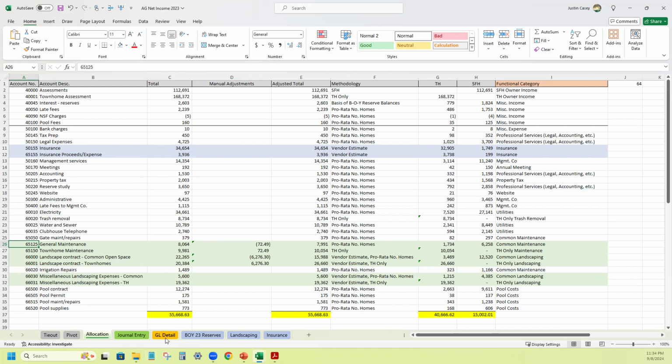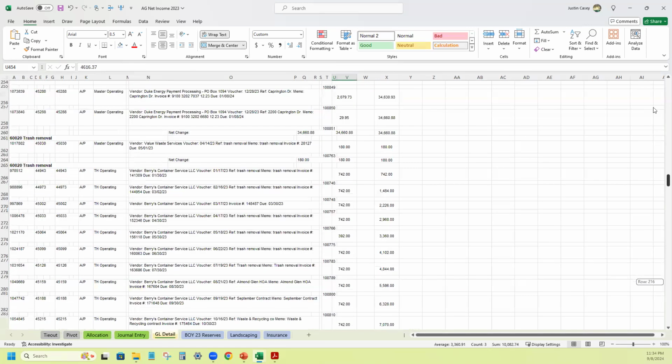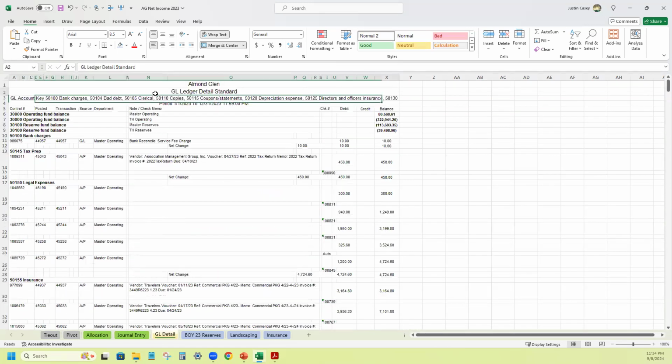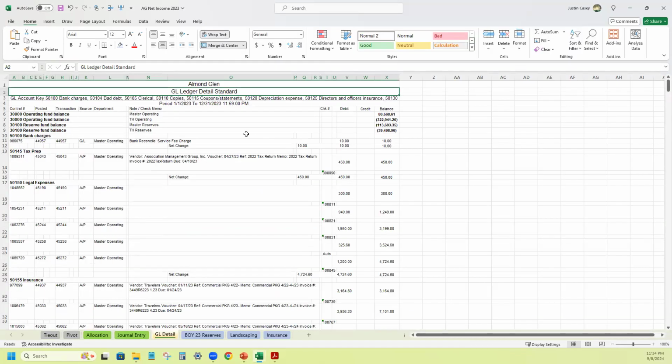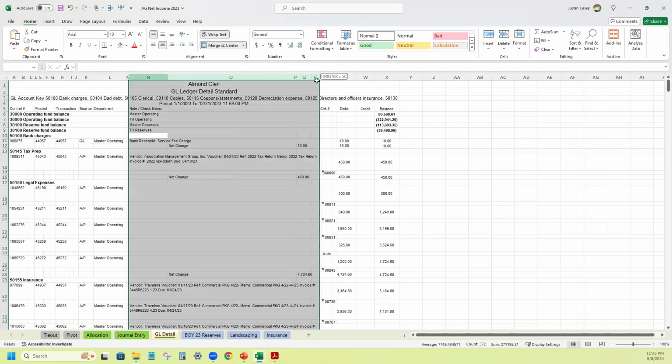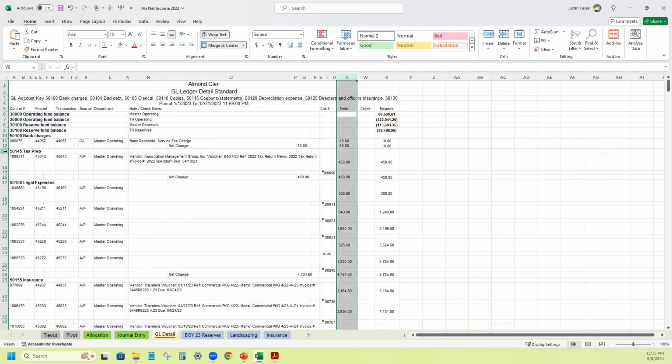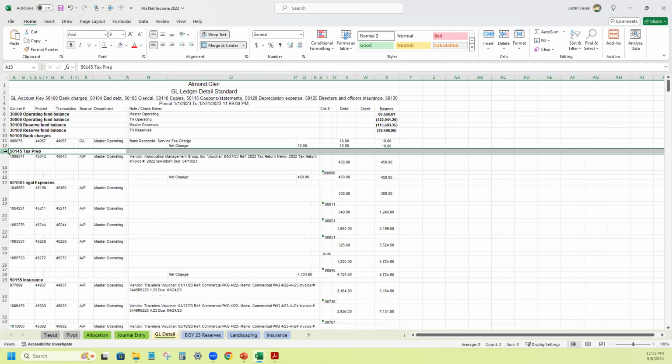So I'll go into the GL detail now. Basically, this is the second key report from the PowerPoint, the General Ledger Detail Standard report. We make sure it's related to Almond Glen, and that it's for a 12-month period of time. And we do a scan of the vendors here, and check that the dollar amounts are coded to the appropriate account.